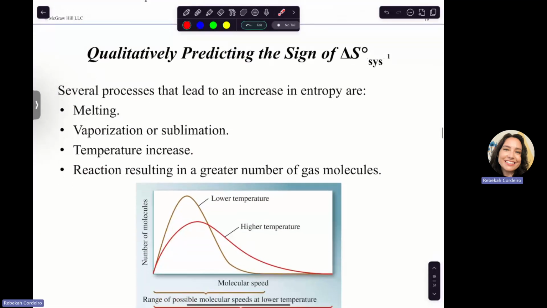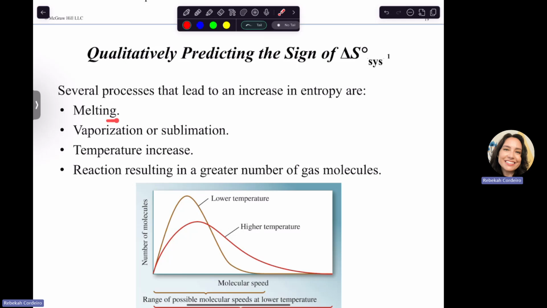Now, sometimes we don't want to have to do math. We want to just say, hey, what do we think the sign of delta S will be? What is the sign of our entropy change going to be? Several processes that lead to an increase in entropy are going to be melting, vaporization or sublimation, temperature increasing, and the reaction is making more particles or more gas molecules. So increasing temperature gives you more energy in general, and so you have more energy to distribute. You'll have more energy, different ways you can arrange the energy because there's just more energy.